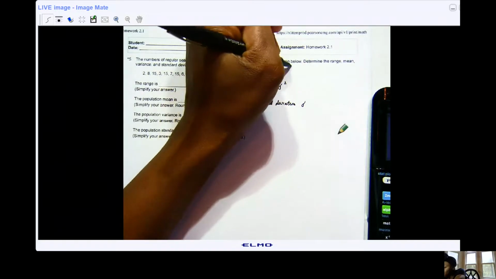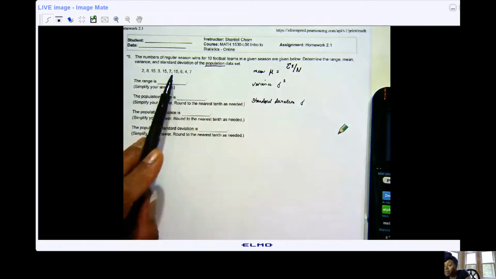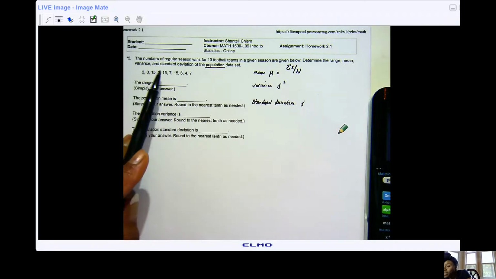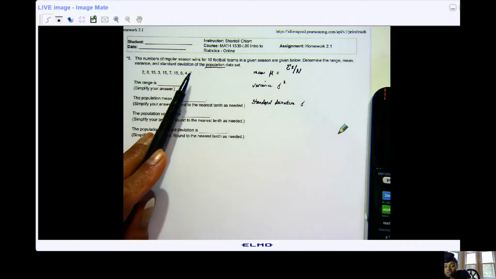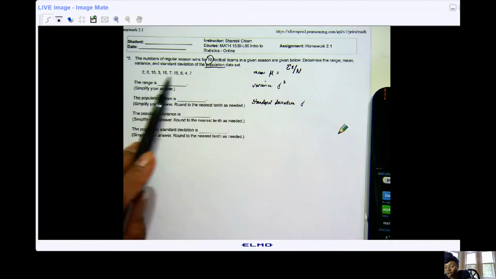So the mean is found when you take the sum of all the x values and divide it by the number of values. When I say x, I mean data entries. So it's the sum of all the data entries divided by the number of data entries that you have. To get the mean, it wouldn't be hard to do this by hand. We would just add up 2, 8, 15, 3, 15, 7, 15, 6, 4, 7, get that sum, and then divide that by 10 because we're told that we've got 10 different football teams. Or you could just count that we've got 10, okay?